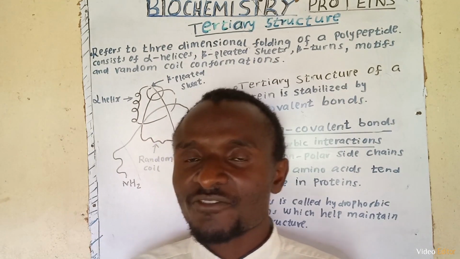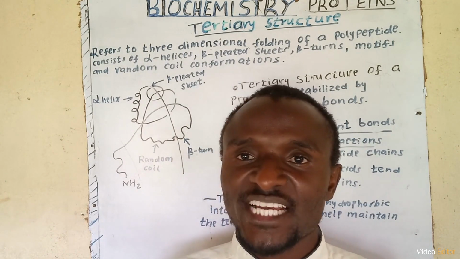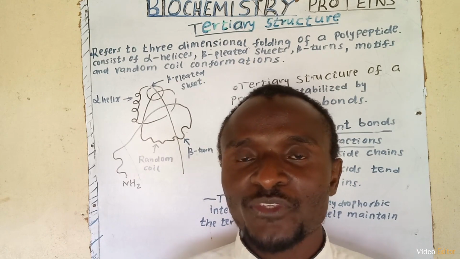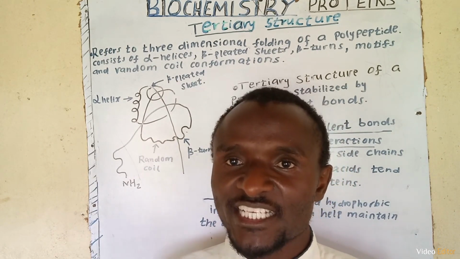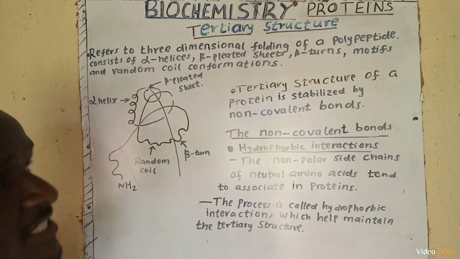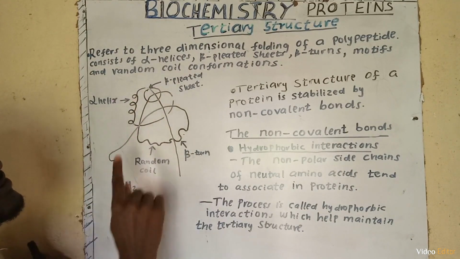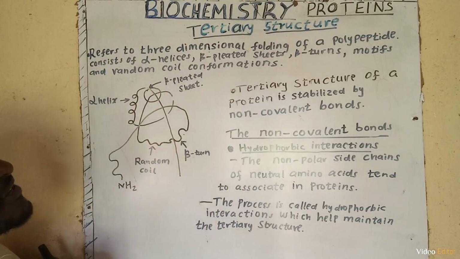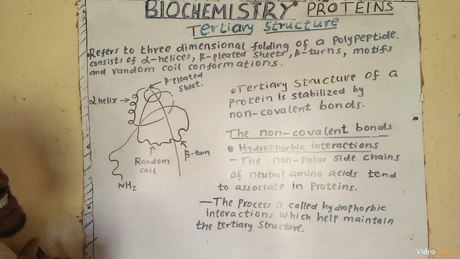Lastly is the van der Waals forces of attraction. This refers to the interaction between uncharged groups of a protein molecule. This one also helps to maintain a protein tertiary structure. So we go through our notes. I've said that the tertiary structure refers to three-dimensional folding of a polypeptide, which consists of alpha helices, beta pleated sheets, beta turns, motifs, and random coil conformations.